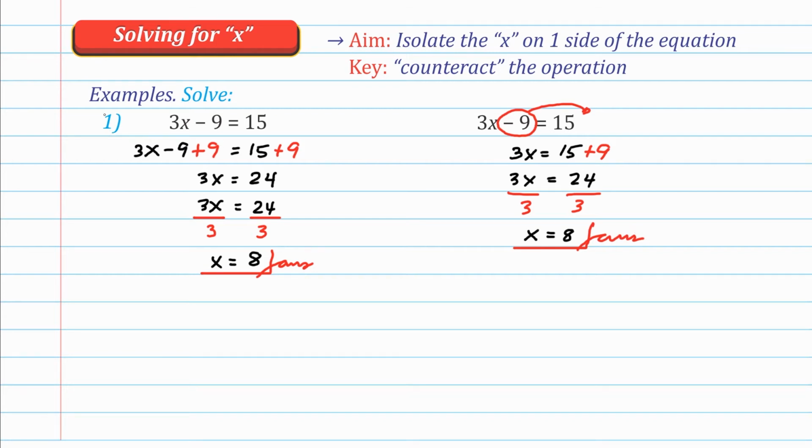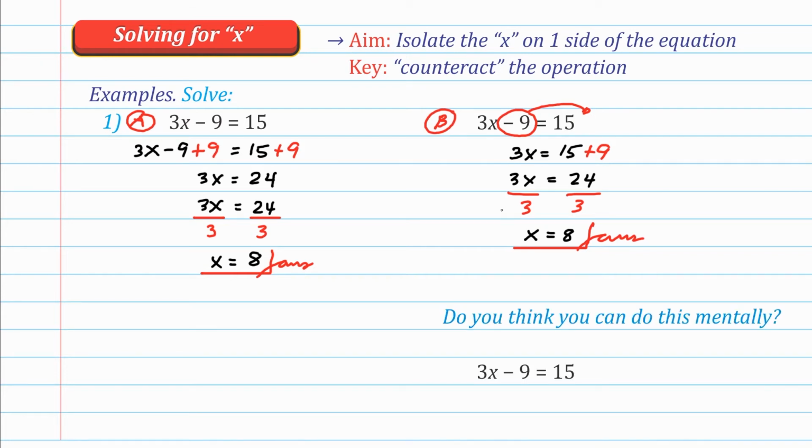Now, we have shown two ways of solving our example here. So we have this first method, and then a shortcut using transposition to isolate the term 3x. Now, question, do you think you can do this mentally? Actually, you can. If you use our second method, you really don't need to write anything. On your mind, isipin nyo lang, remove minus 9 first. So what you can do mentally is, you know that we should transpose this. So let's do that. 15 minus 9 becomes plus. 15 plus 9 is equal to what?